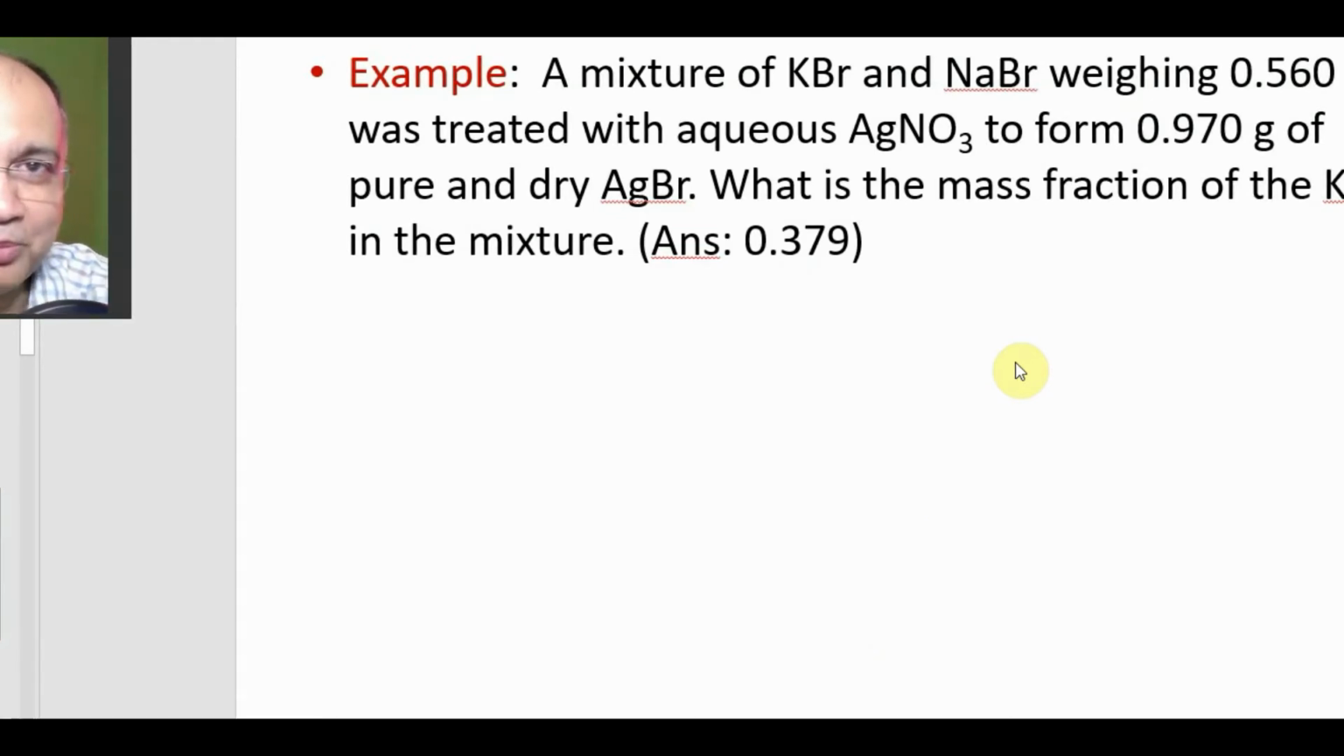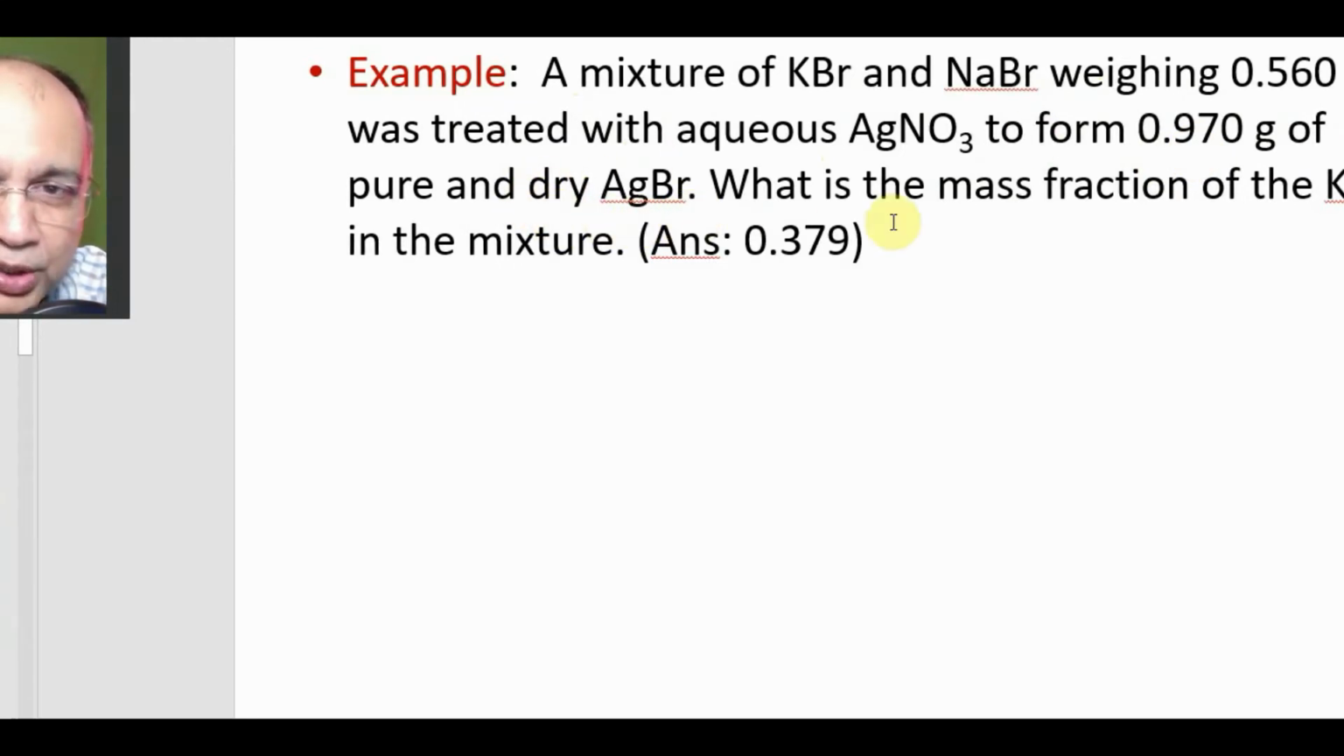Let's solve a problem. A mixture of KBr and NaBr, both containing bromide, weighing 0.56 gram was treated with aqueous silver nitrate solution to form 0.97 gram of pure and dry silver bromide. What is the mass fraction of the KBr present in the original mixture?